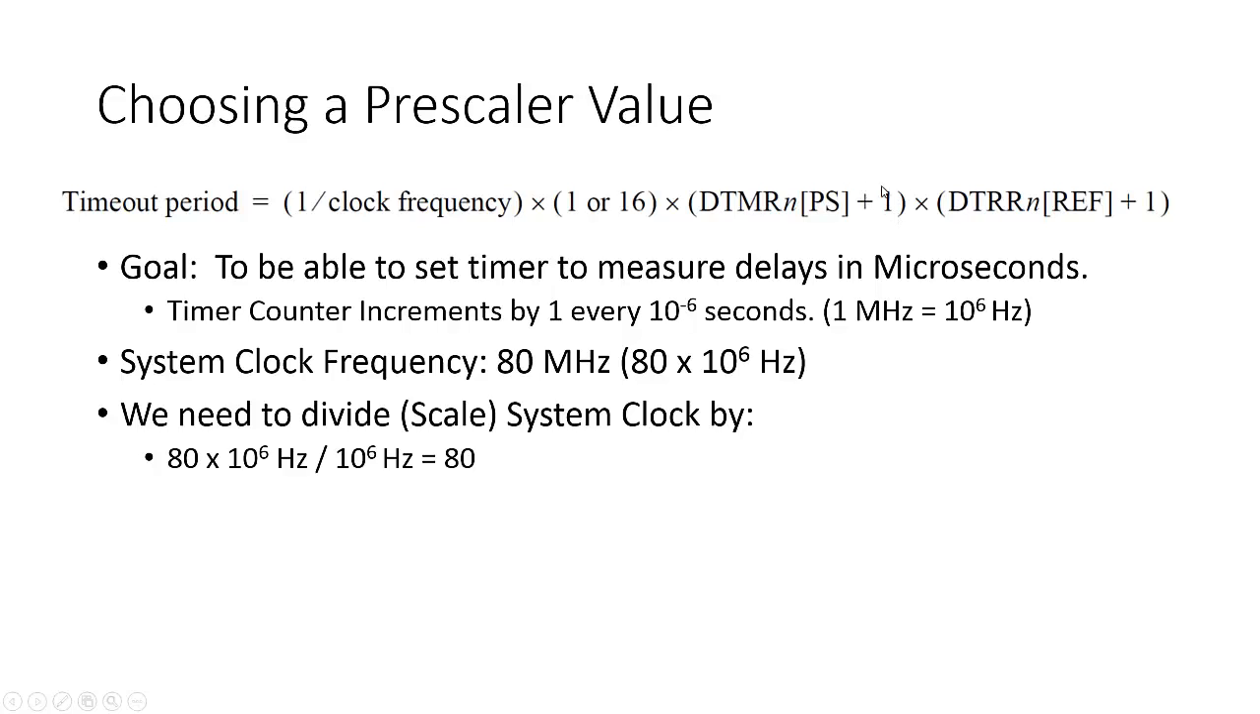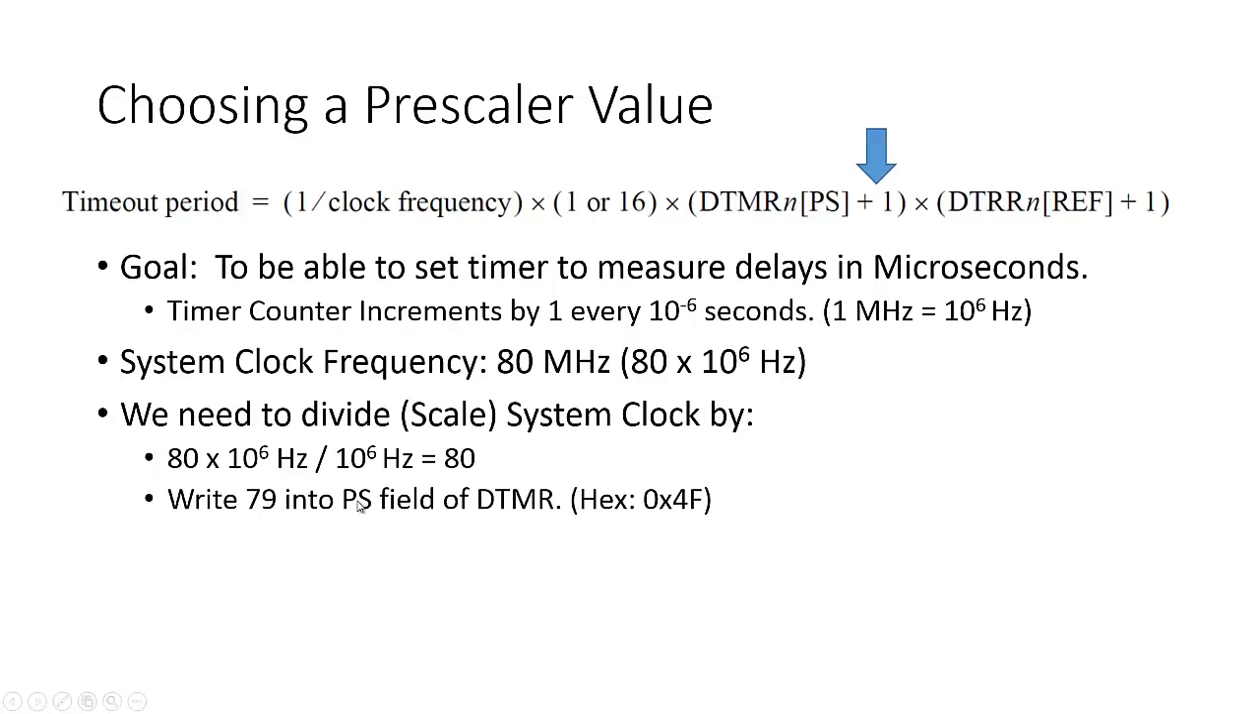Notice this plus 1 here. Because this plus 1 is here, that means that if we put 80 in here, it would actually divide the system clock by 81, which is not what we want. So to divide it by 80, we have to put 79 into the prescaler, and that'll give us exactly what we're shooting for, right?